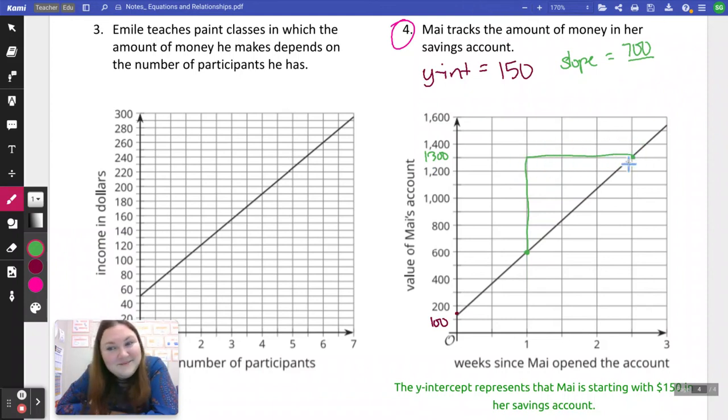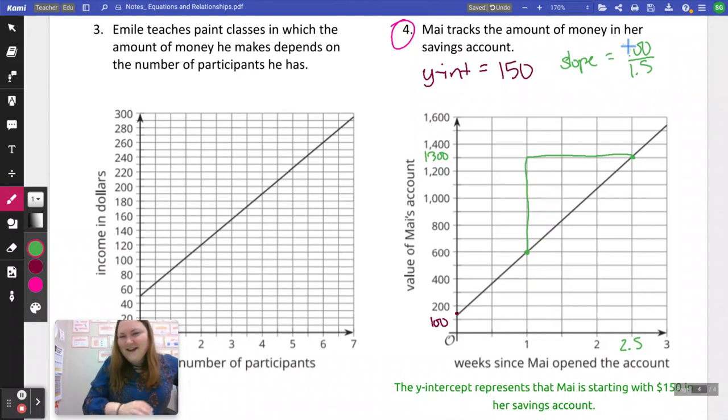My run is going to be how much I'm going over here. And again, it might be tempting to count those boxes, but if I come down here, I notice that we're not counting by ones. This is going to be 1 to 2, and then this is 2.5. So like, I guess halfway through the week. So from 1 to 2.5, that's going up 1.5 weeks. So my slope is 700 divided by 1.5.